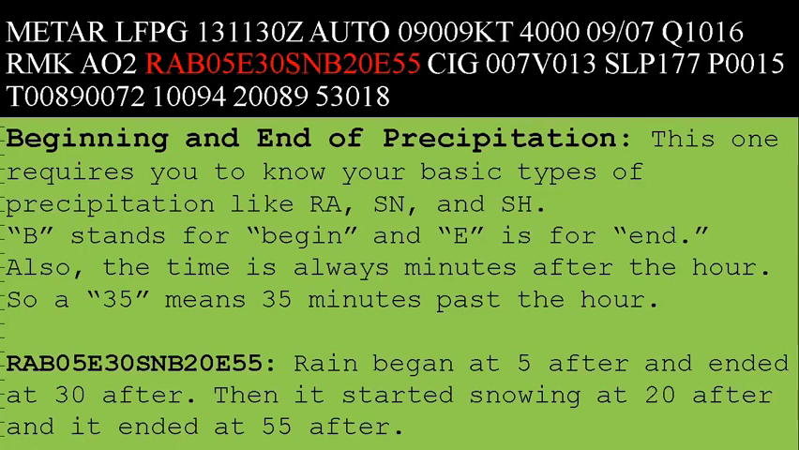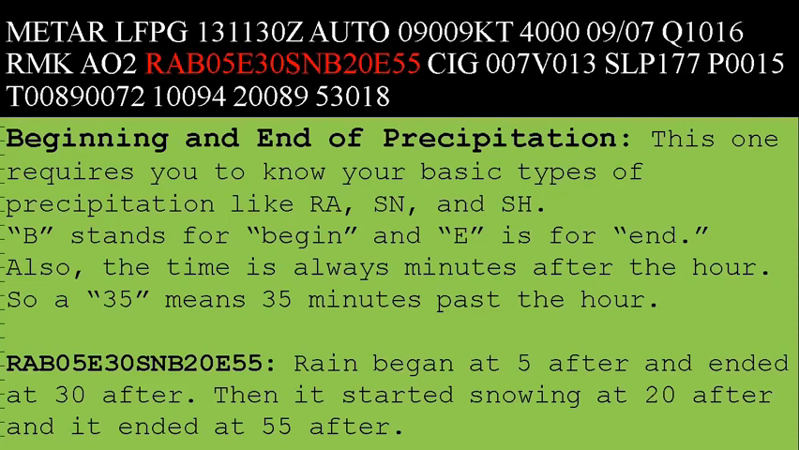So we have been given a report like this: RA beginning 05, ending 30, SN beginning 20 and ending 55. We will decode it like this: rain began at 5 after and ended at 30 after. Then it started snowing at 20 after and it ended at 55 after. So it's that simple, just giving complete information about the beginning and ending of precipitation.